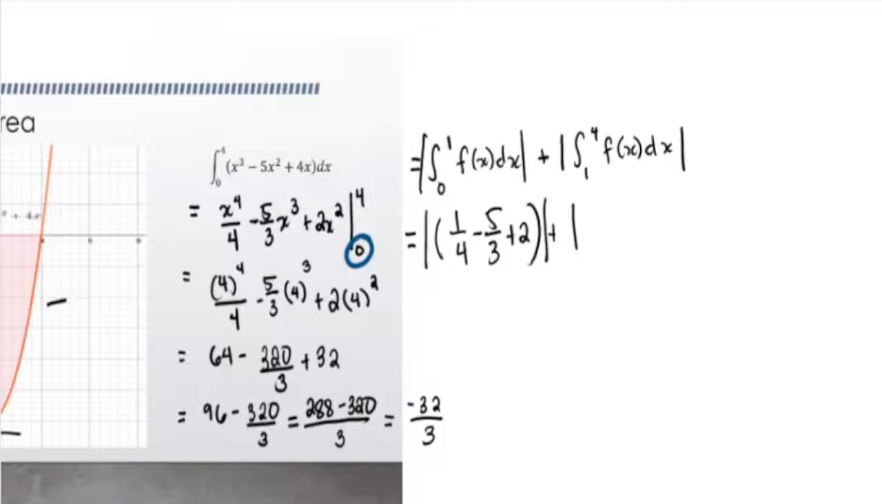Okay, note na ang na-solve natin dito ay yung capital F of 4, which is the same as what we want here for the first part. So, ilalagay ko na dito is negative 32 over 3 minus, then this one is capital F of 1, which is this one, minus 1/4 minus 5/3 plus.